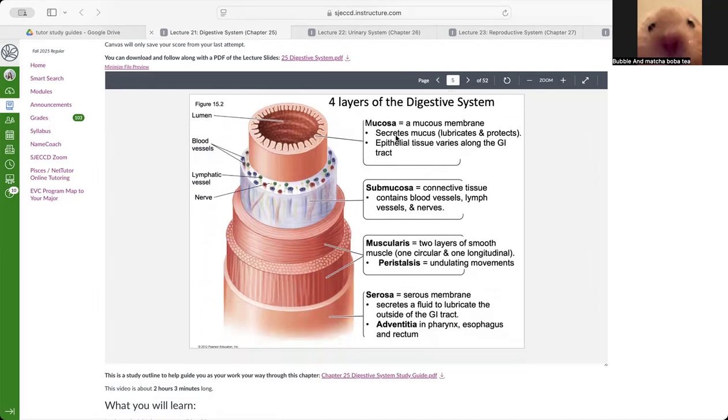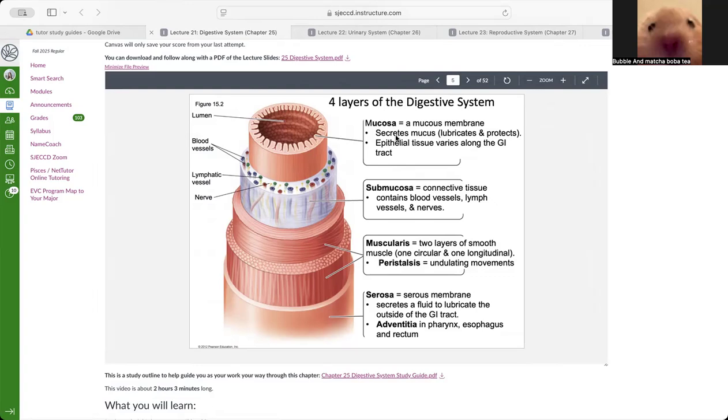So the wall of the GI tract comes with mucosa, submucosa, muscularis, and serosa. The mucosa secretes mucus in its epithelial tissue, and it also varies along the GI tract. The submucosa has areolar tissue, so that's why there are blood vessels and lymph. The muscularis is for peristalsis, which is what helps move the food. And serosa is the serous membrane that lubricates it.